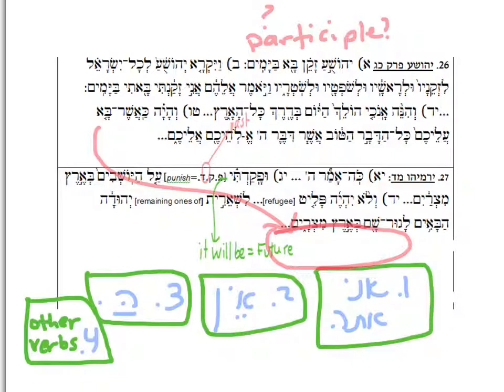be when kol hadavar hatov, all of the good, asher diber Hashem Elokechem alechem, that Hashem, your God, spoke to you. When all of that good will come on you, the following thing will happen. So because of the haya, right, ba is future tense, participle.